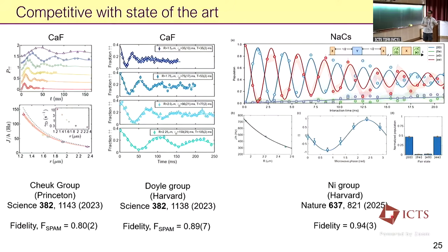Okay. So just to highlight that this is not the only experiment that has done this. There are two experiments using calcium fluoride molecules in Princeton and Harvard, and also around the same time as us, in Kang Lee's group, using sodium cesium molecules with much higher interaction strengths. Here you see 700 hertz. But actually our fidelity surpasses these, and I think it's really because of this magic wavelength trapping that suppresses a lot of the problems with differential light shift.